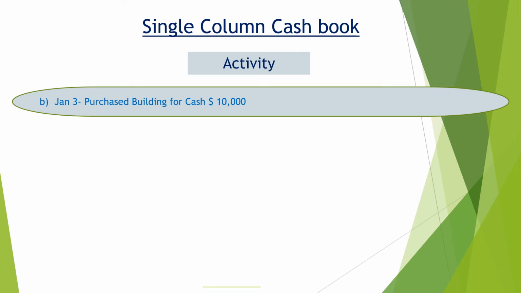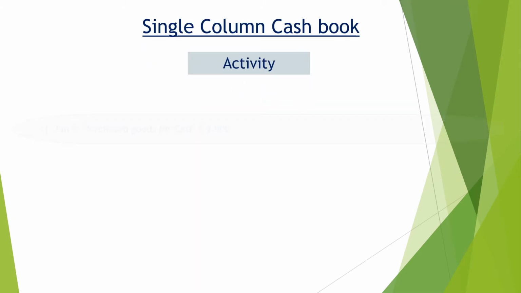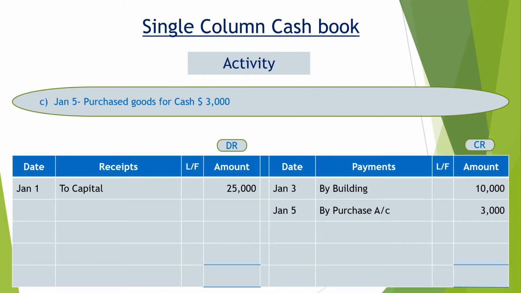The building is being purchased. Cash out, so it will be recorded in payment side with a narration that against building. The transaction number 3, purchase goods on cash. Again, cash paid, so on payment side, it will come as good purchase, so it will be against purchases or goods.